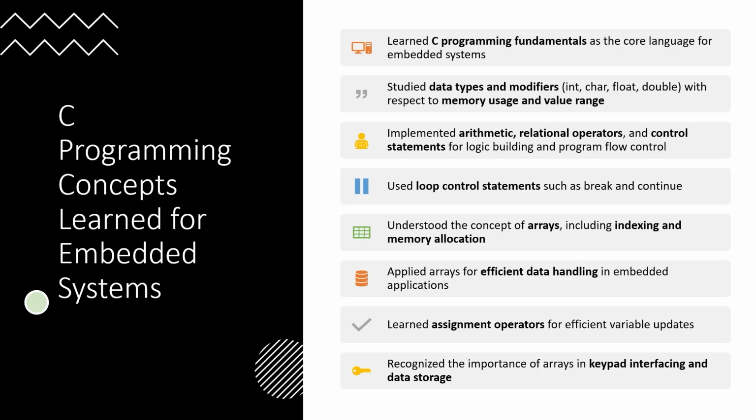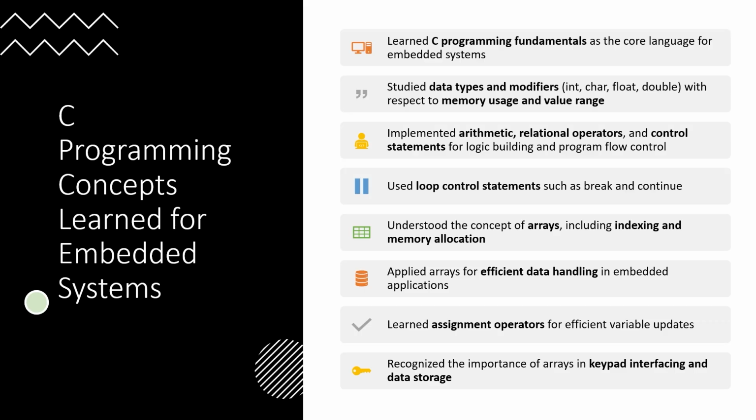So, C programming concepts learned for embedded systems. C programming is very essential for embedded systems. To build embedded applications, C programming plays a very important role. The internship started with the basics of C programming, including understanding the structure of a C program, variables, and data types, such as integer, character, and floating point types. These data types are very important in embedded systems because they directly affect memory usage and performance.